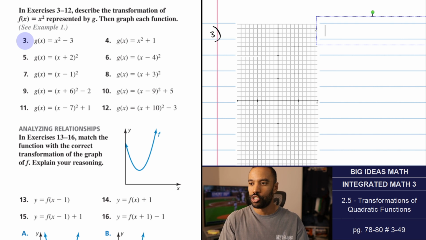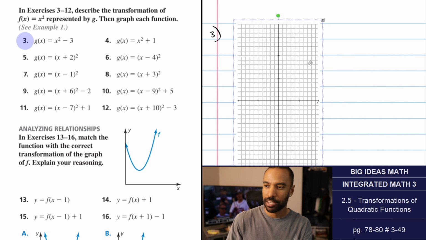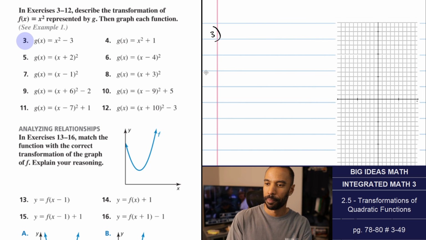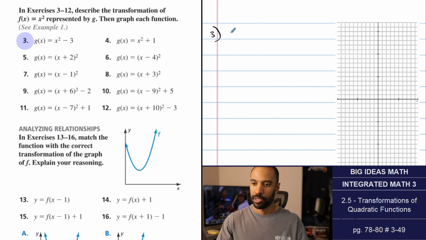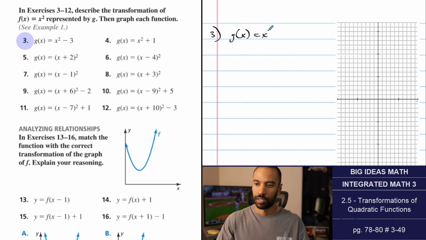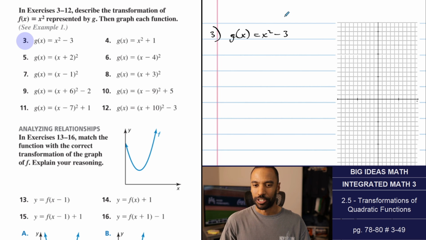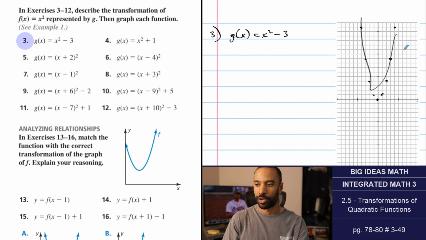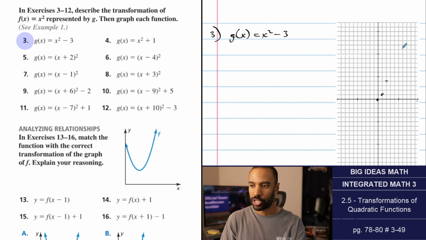Anyway, for g of x, let me put it over here. For g of x equals x squared minus 3, let's copy it down. It says graph each function. They don't say to graph the parent function. So I'm not going to graph the parent function each time, but keep in mind, it's generally (1, 1), (2, 4), (3, 9), (4, 16), and then a reflection of that over here, and then you draw that graph. That's the parent function as a general whole.